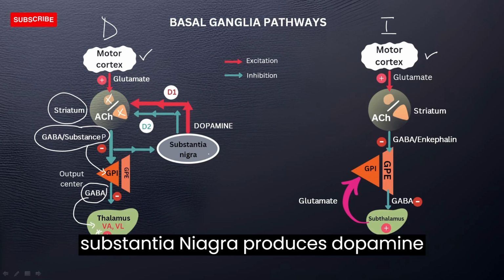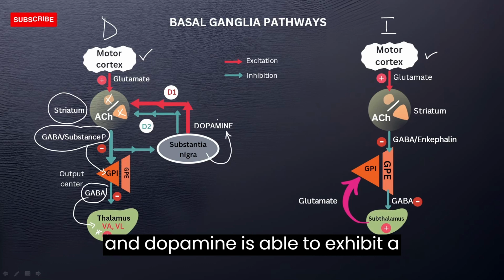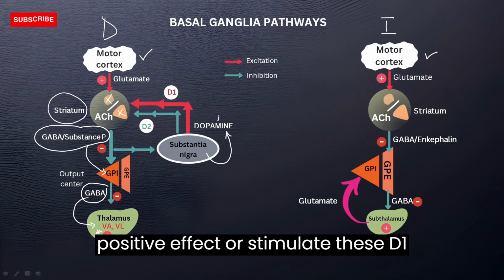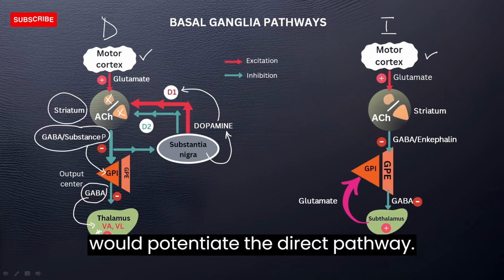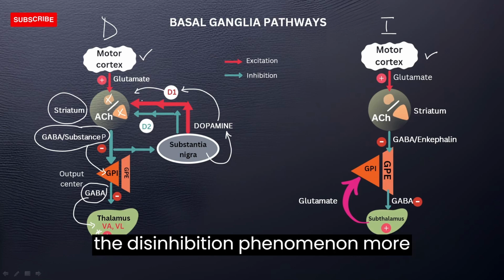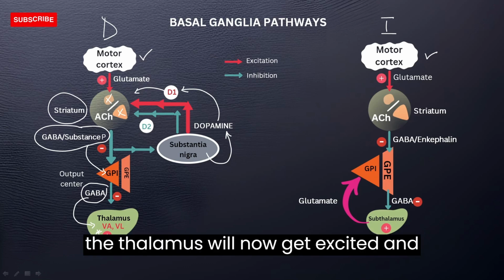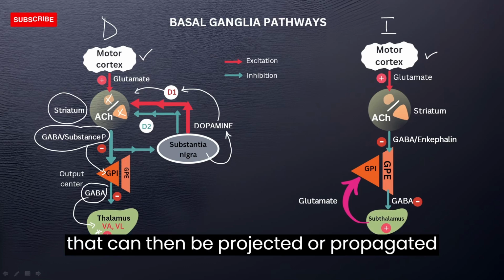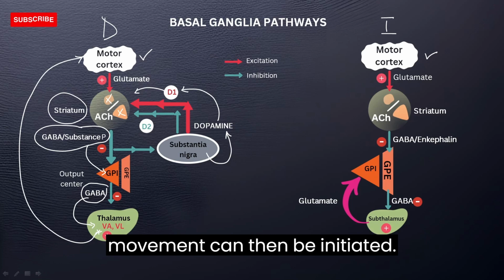So the substantia nigra produces dopamine, and dopamine is able to exhibit a positive effect or stimulate these D1 receptors, and D1 receptors would potentiate the direct pathway. In other words, D1 would make the disinhibition phenomenon more effective. The conclusion is that the thalamus would now get excited, and that can then be projected or propagated back to the motor cortex, and the intended movement can then be initiated.